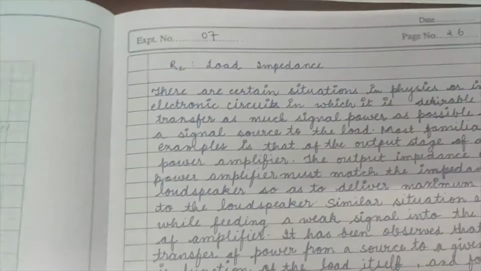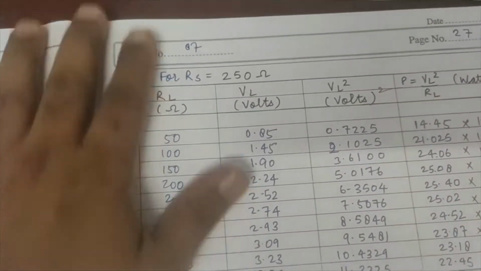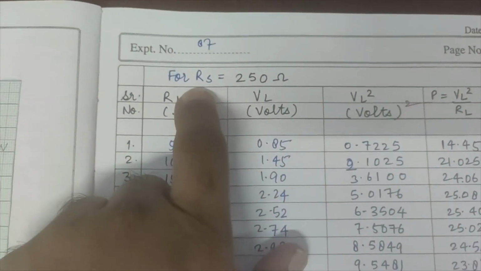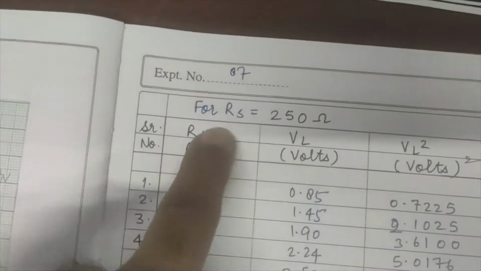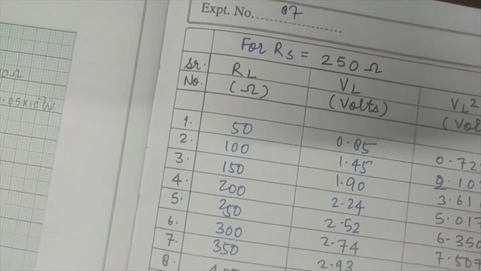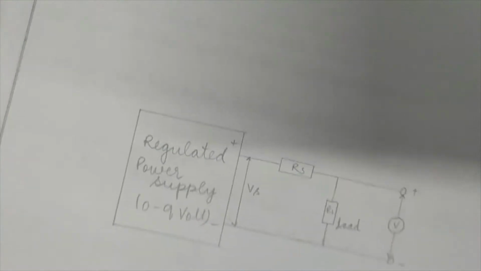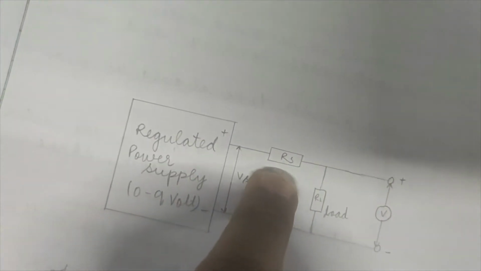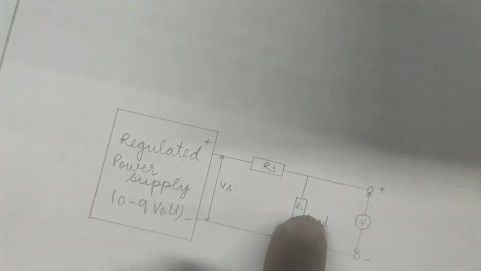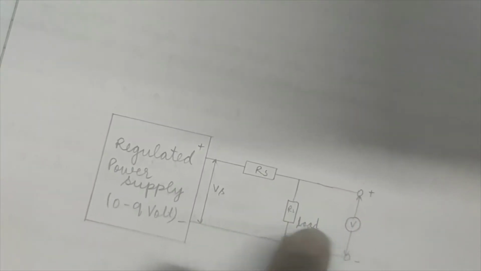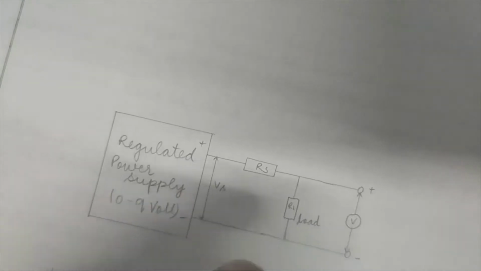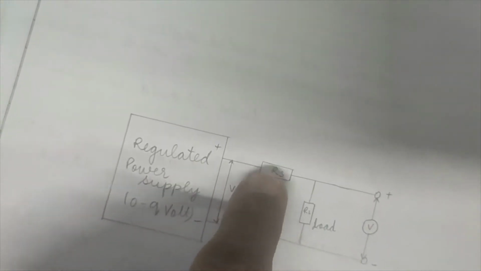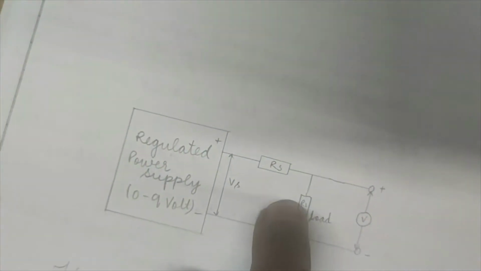Now for the observation table, first we will fix the RS value at 250 ohm. We will fix the source resistance and vary this RL, so that we can find out the maximum transfer, and see whether the power is maximum when RS is equal to RL.